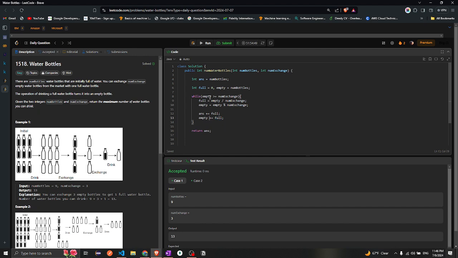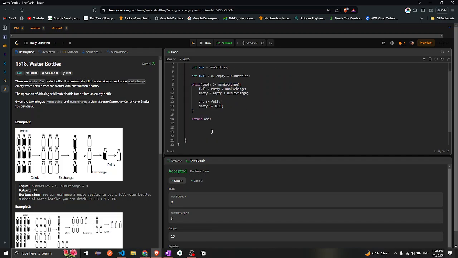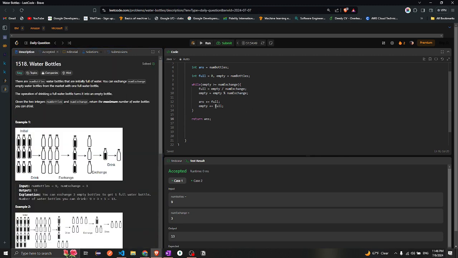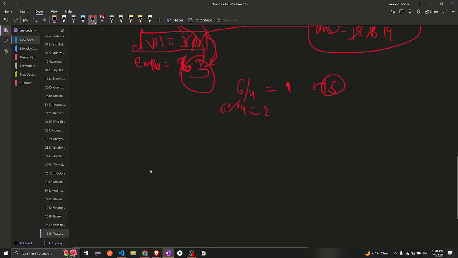And at the end, when my empty becomes less than the number of bottles required for the exchange, I'll just stop the loop, come out, and return the answer. So if you submit this, it should work fine. Yeah, it is working fine. And let's look at the time complexity.